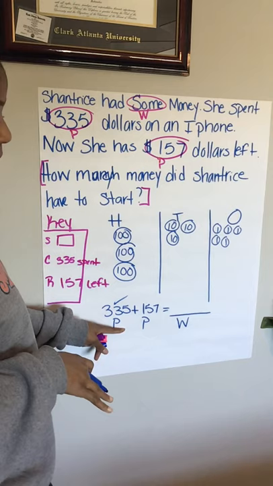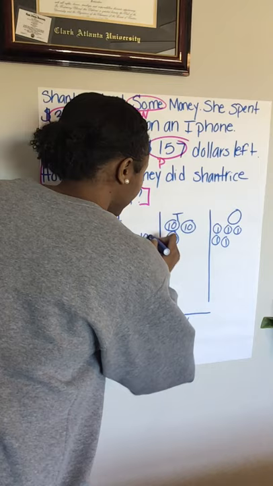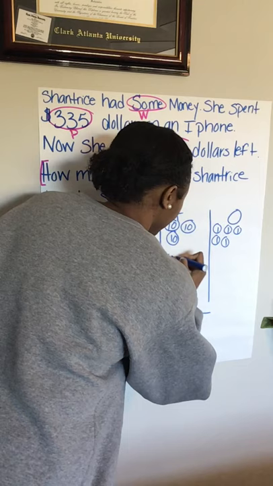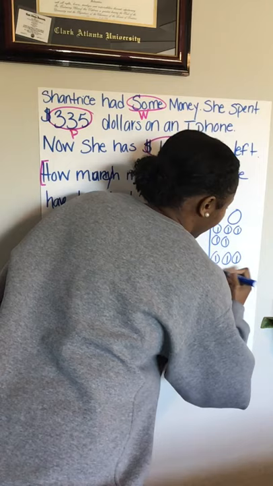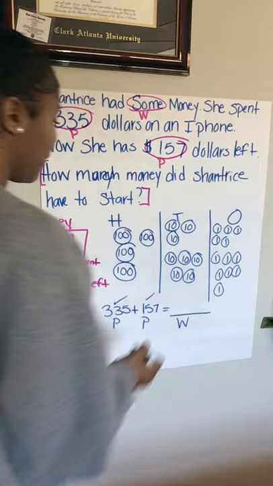Next, I'm going to represent 157. I know there is one set of 100. I know 57 has 5 tens. And then I have 7 ones. Then I'm going to check off that I have 1 hundred, 5 tens and 7 ones.